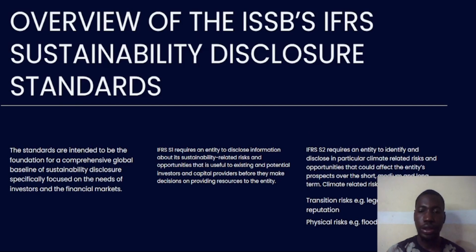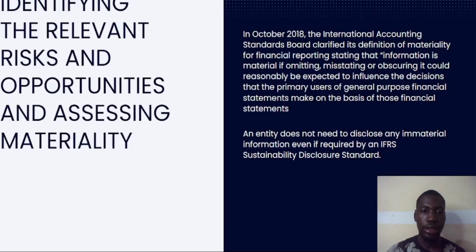Now, identifying risk and assessing materiality. Once all sustainability-related risks and opportunities that could reasonably be expected to affect an entity's prospects have been identified, the entity then needs to consider which of the sustainability risks and opportunities are material. We all know the meaning of materiality, relevance. So IFRS S1 places it that only material information needs to be disclosed. Only material information needs to be disclosed.